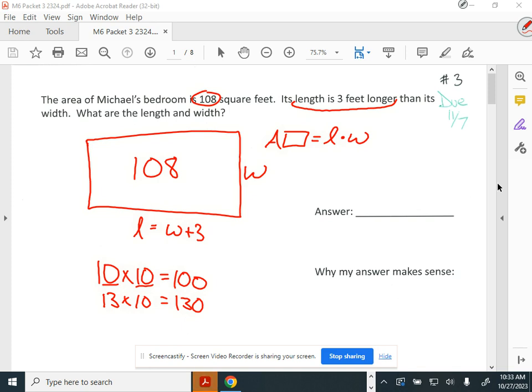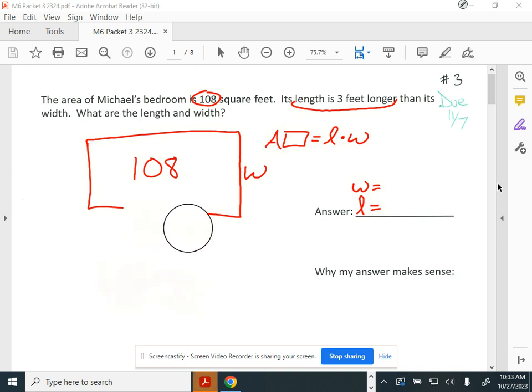So when I find what works, I'm going to go over here and say my width and my length. These are the two numbers. This one's the width, and the length is the one that's 3 bigger. Okay? So let's look at our next page.